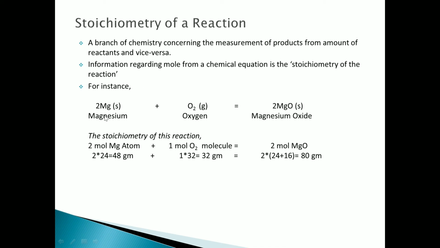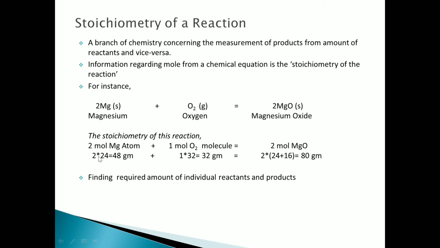For instance, we can understand that 2 Mg, that is magnesium atoms, are added to 1 molecule of oxygen. That is, magnesium reacts with oxygen and produces 2 moles of magnesium oxide. Not magnesium dioxide, it is actually 2 moles of magnesium oxide. Sorry for the mistake over there. So it is very important to balance the equation before finding out the stoichiometry of the reaction.